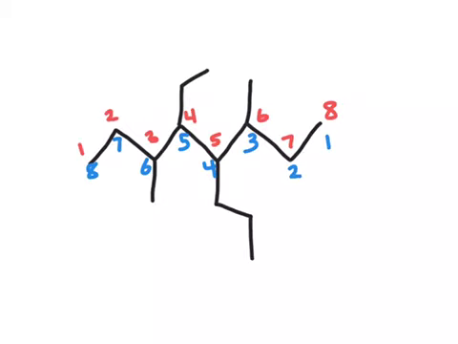Now we want to look at where our branches are located. So I'm just going to circle these in green: 3, 6, 4, 5, and from the other direction 5, 4, 3, 6. It ends up being a tie. So if we look, we have in red 3, 4, 5, 6. In blue, we have 3, 4, 5, 6. So that's a tie. And so we're going to give preference in the red direction so that our ethyl, first alphabetically, has the lowest number.